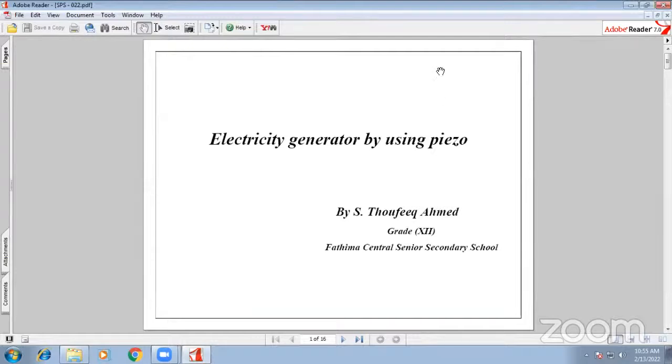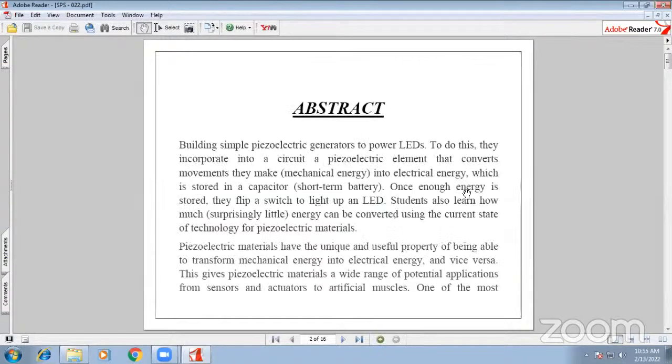Hello everyone, I am Taufik Ahmed of Class 12 from Fatima. I have done a project in digital science. My topic is electricity generator by using piezo. My main aim of the project is building a piezoelectric generator to power LEDs. To do this, we incorporate a piezoelectric into a circuit.